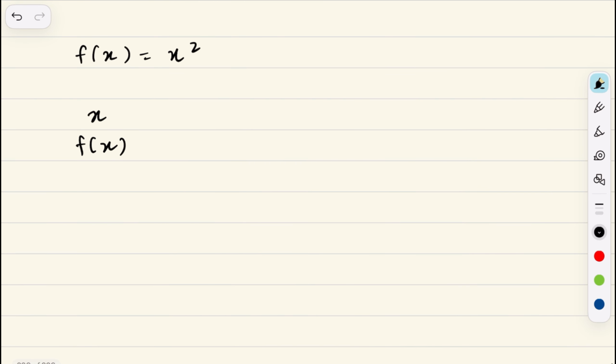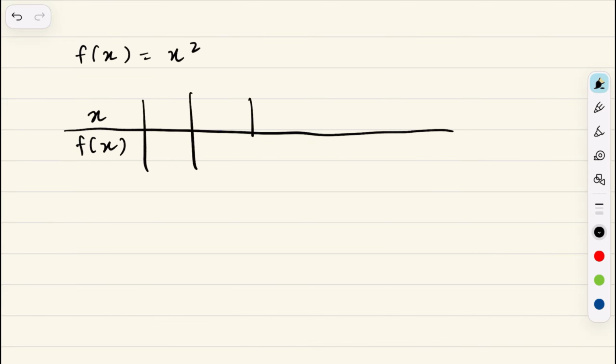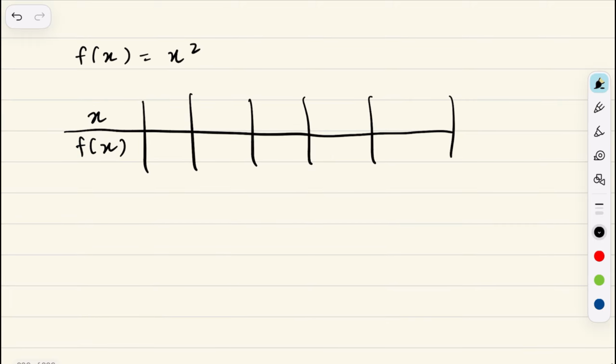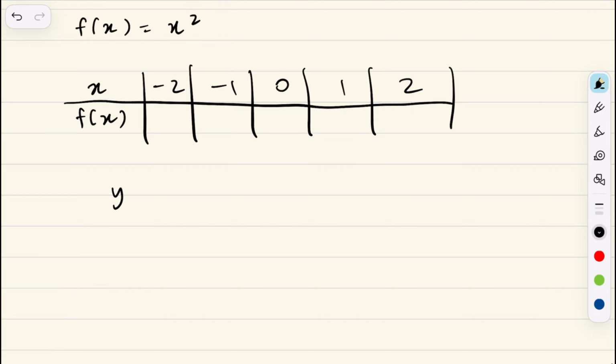We usually use f of x, but remember, f of x is equal to y, so it does not make any difference at all. So we have f of x, we have y, and then let's draw our table of values. Let's draw a couple of boxes, and let's plot a couple of values. So when the input is, let's say, negative 2, negative 1, 0, 1, 2, these are just any random values I chose.